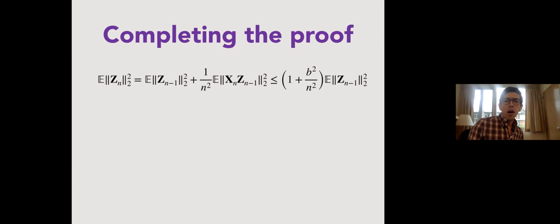this was the implication that we used for the Frobenius norm. For the Frobenius norm, we had an exact bias-variance decomposition that held with equality, and then pulling out the X_n allowed us to get this bound, and we could recurse.